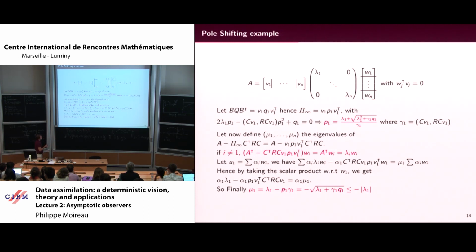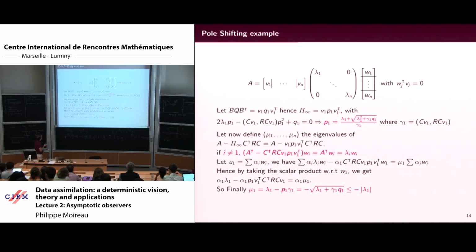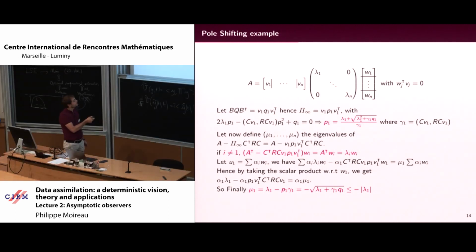So you find P1, where gamma 1 is given by this guy. Now, let's define mu as the eigenvalue of this guy. Lambda was the eigenvalue of this guy, and mu are the eigenvalues of this guy. If I compute A minus JC, it is given by A minus P infinity C transpose. Because I'm in a finite dimension situation, it is given by that, with the P1 that I have computed.